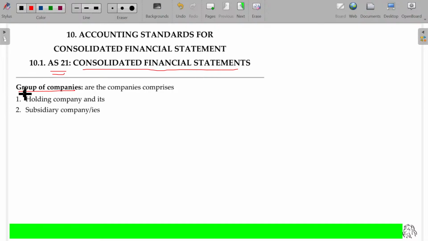You have to understand the concept of group of companies, where company H has shares in S which is more than 50%. Then this company is called holding company. This company is called subsidiary company. Holding company will prepare their own balance sheet and subsidiary company will also prepare their own balance sheet.